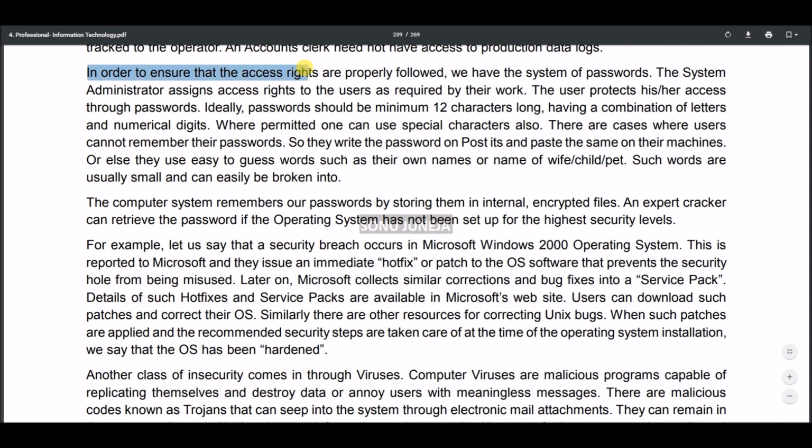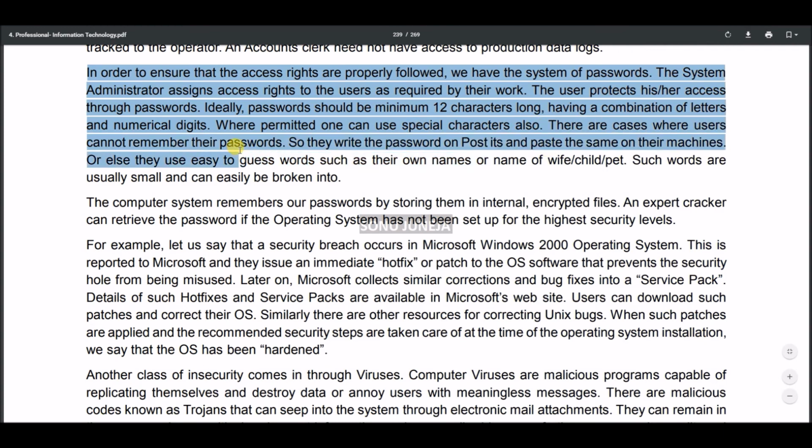In order to ensure that the access rights are properly followed, we have the system of passwords. The system administrator assigns access rights to the user as required by their work. The user protects his or her access through a password. Ideally, a password should be a minimum of 12 characters long, having a combination of letters and numbers. Where permitted, one can use special characters also.